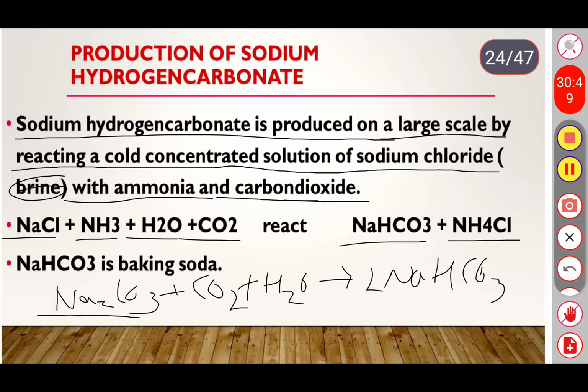On a commercial scale, sodium hydrogen carbonate is formed as an intermediate product in the carbonation towers when sodium carbonate or washing soda is prepared by the Solvay method. So one of the most important methods is the Solvay method. With the help of this method also we can prepare baking soda.